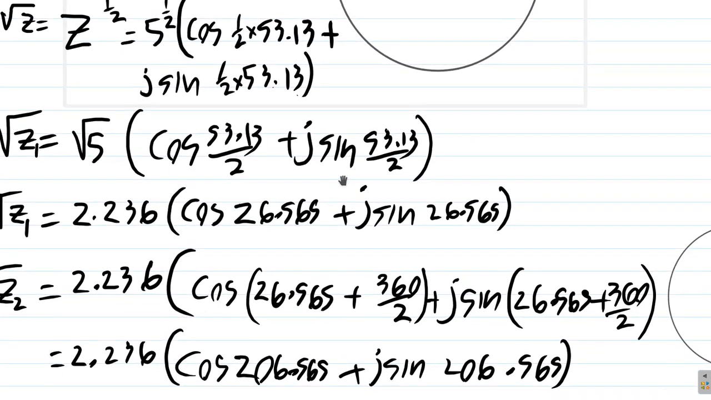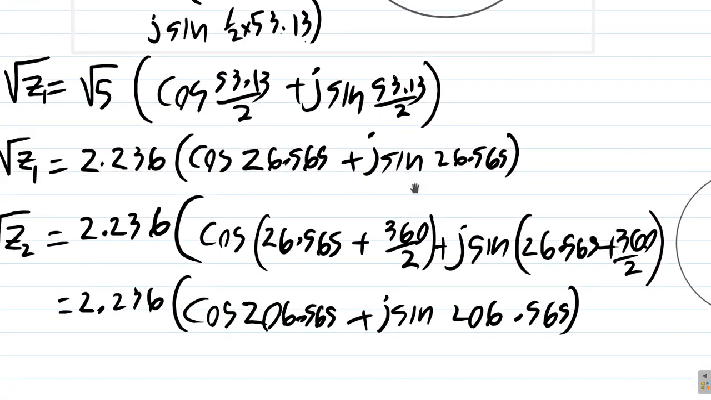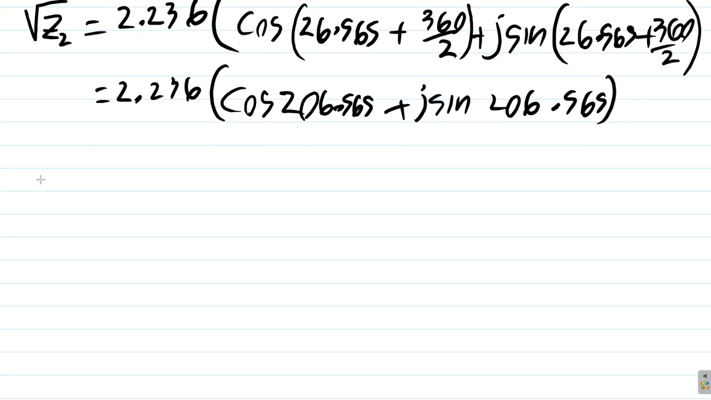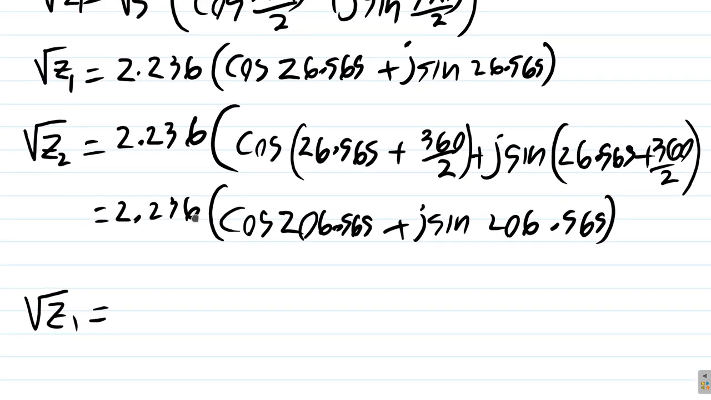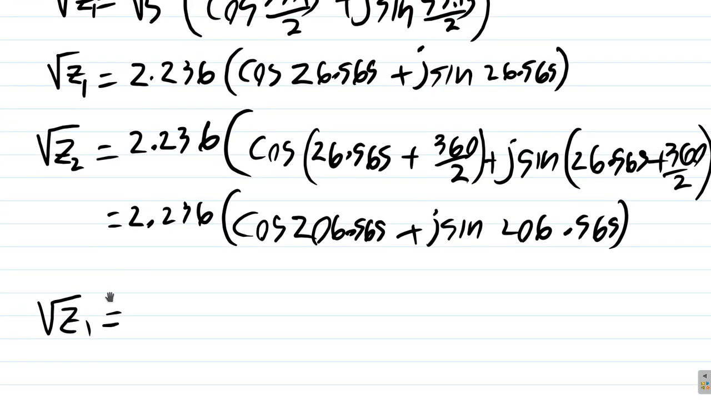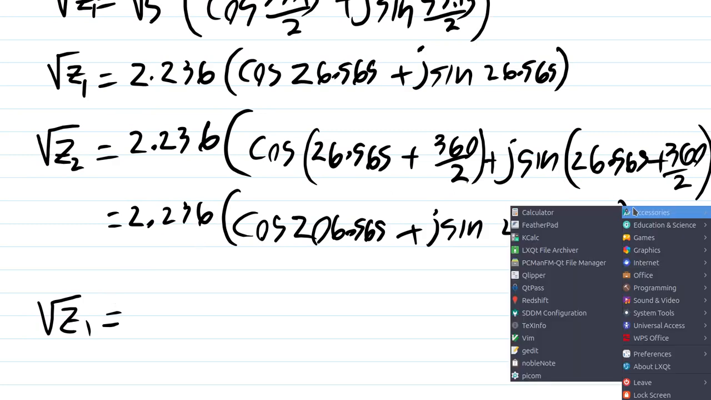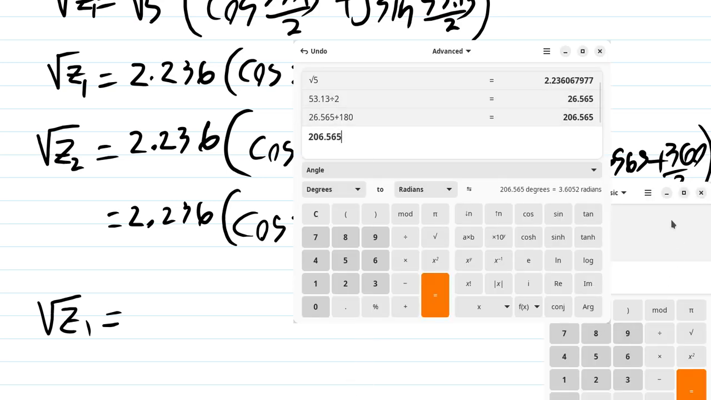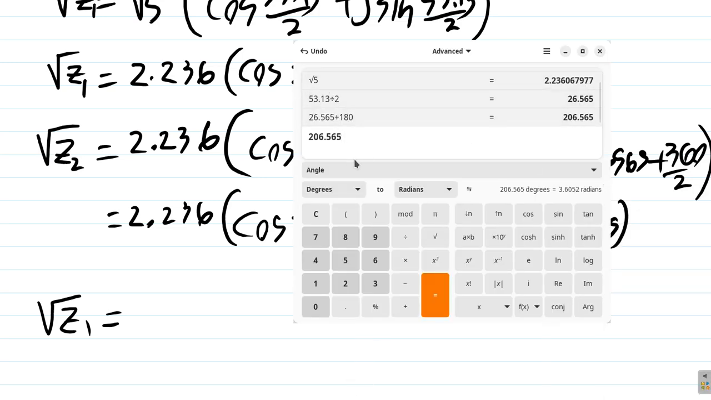Now let's change Z1 and Z2 into rectangular form. So square root 1 is going to be, we'd have to do the multiplication here, right? And the trigonometry, of course. So let's see how this goes.